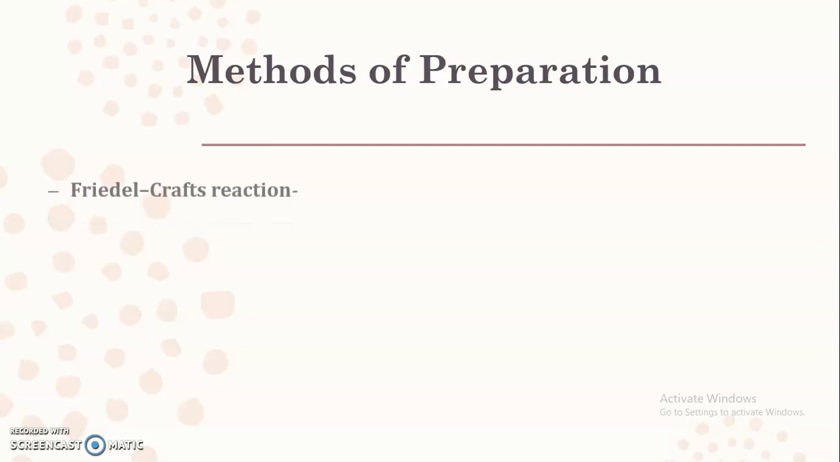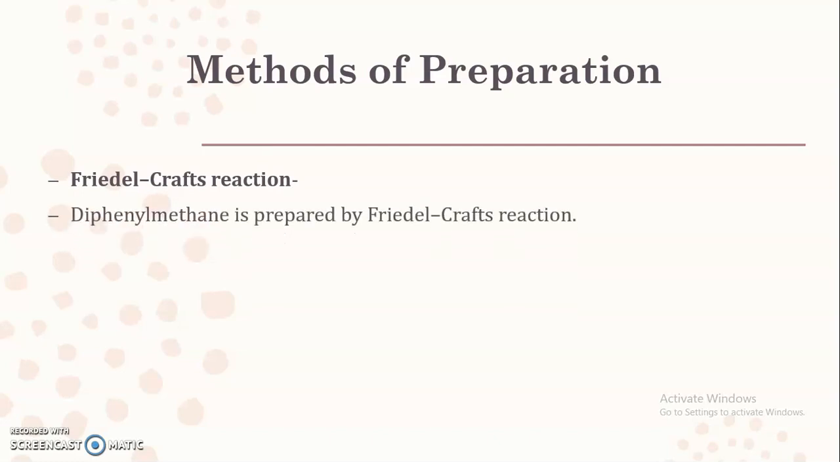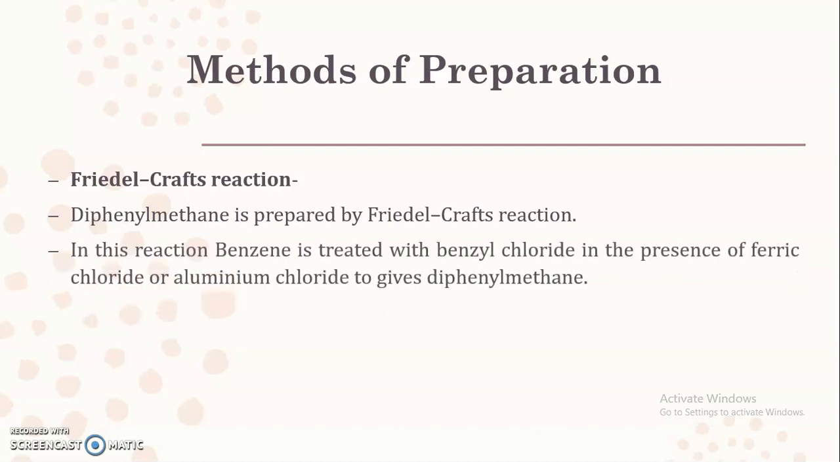The first method that is used for the preparation of diphenyl methane is the Friedel-Crafts reaction, where diphenyl methane is prepared by the Friedel-Crafts reaction. Already we know the meaning of Friedel-Crafts reaction. There are two different Friedel-Crafts reactions: one is Friedel-Crafts alkylation and the other is Friedel-Crafts acylation.